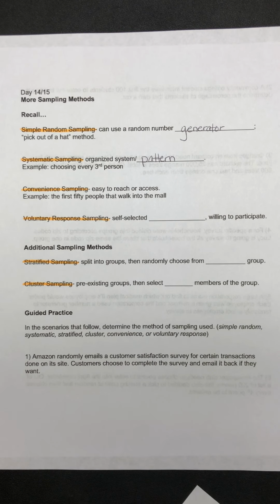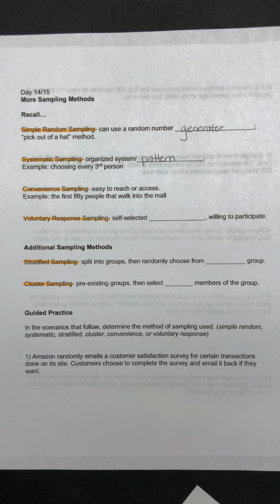Convenience sampling, so think of convenience as easy to reach or access. For example, the first 50 people that walk into the mall. There is no easier way to do it, you're just selecting the first couple of people that walk into the mall. Or I know we had used in the past, if you're stranded at an airport, just choosing 50 people in that airport, it would be convenient.